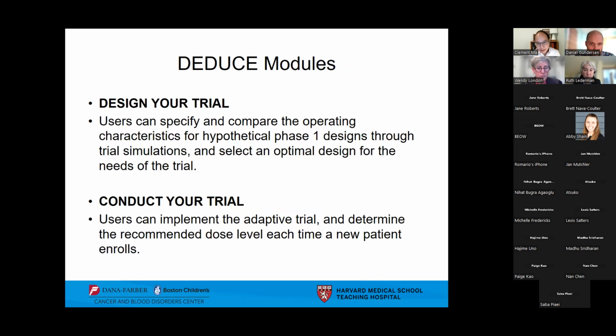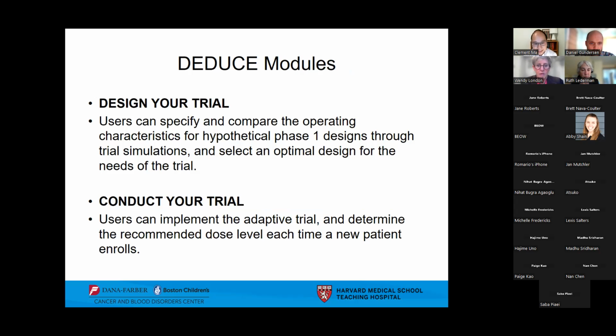So there are two main modules in DEDUCE. The first is the design module. This is where, when we're thinking about what trial design to use, we can use this module to specify and compare the operating characteristics for different phase 1 designs using trial simulations. And then based on these simulated results, investigators can select the optimal design for the needs of their trial.